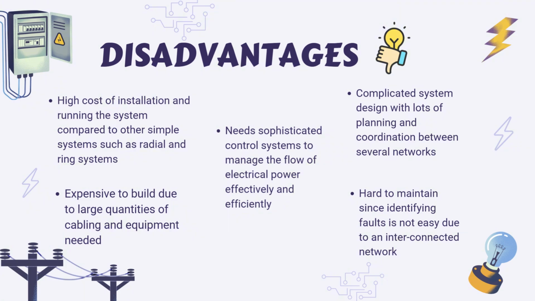In addition, it is expensive to build because it needs a large quantity of cabling and electrical equipment. Furthermore, the system requires sophisticated control systems to manage the flow of electrical power efficiently and safely. Lastly, maintenance can be difficult because identifying a fault in an interconnected network is not easy and may take more time. In conclusion, although the network system is expensive and complex, it is highly reliable and suitable for important areas that require stable electricity supply.